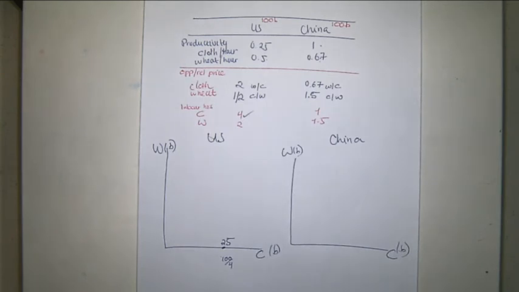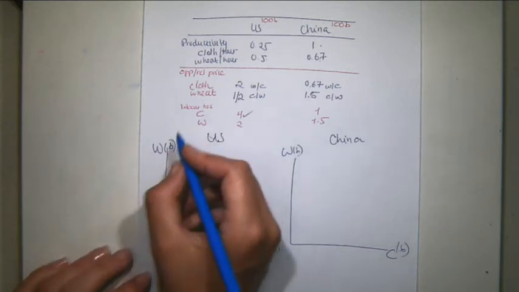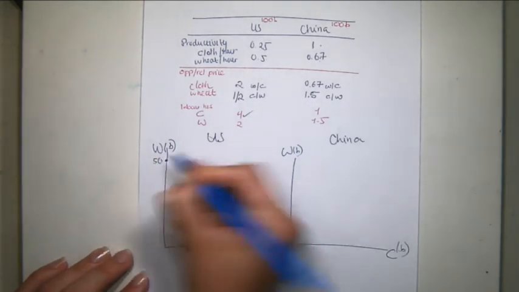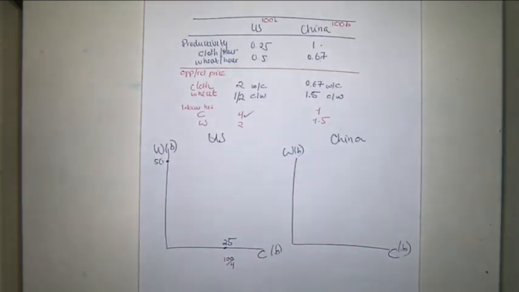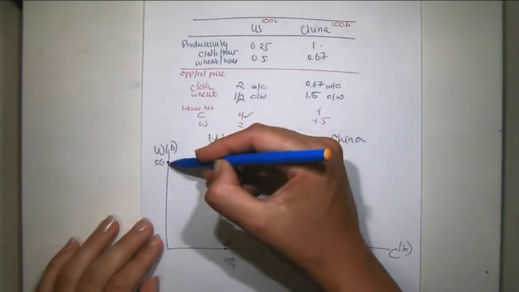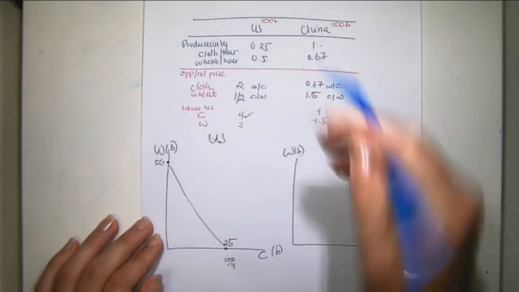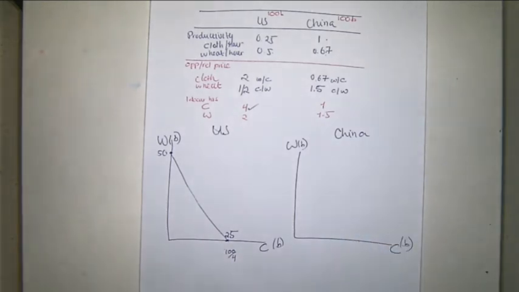Now, if we spend all of our time producing wheat in the US, it takes us 2 hours to produce 1 unit of wheat. We have 100 billion hours, so 100 divided by 2, which means that if we spend all of our time producing wheat, we can produce 50 billion units of wheat. Now, this then becomes the PPF. This is very important, this connection I'm going to show you will come up again and again in the course later on.